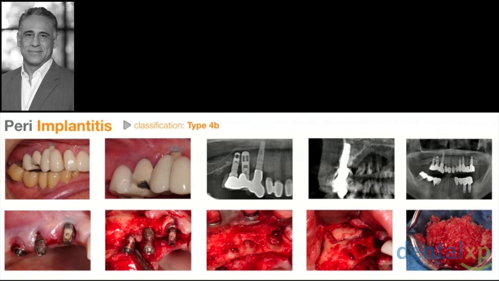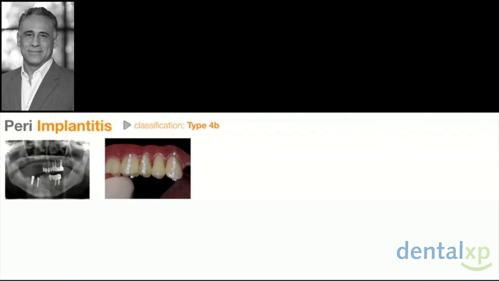Bone grafting was done to restore both the sinus floor as well as the site of the implant removal. I think it's important to sometimes stage these cases if there is inadequate soft tissue for closure. However, in this case, it was possible to have a closure with the existing soft tissue.